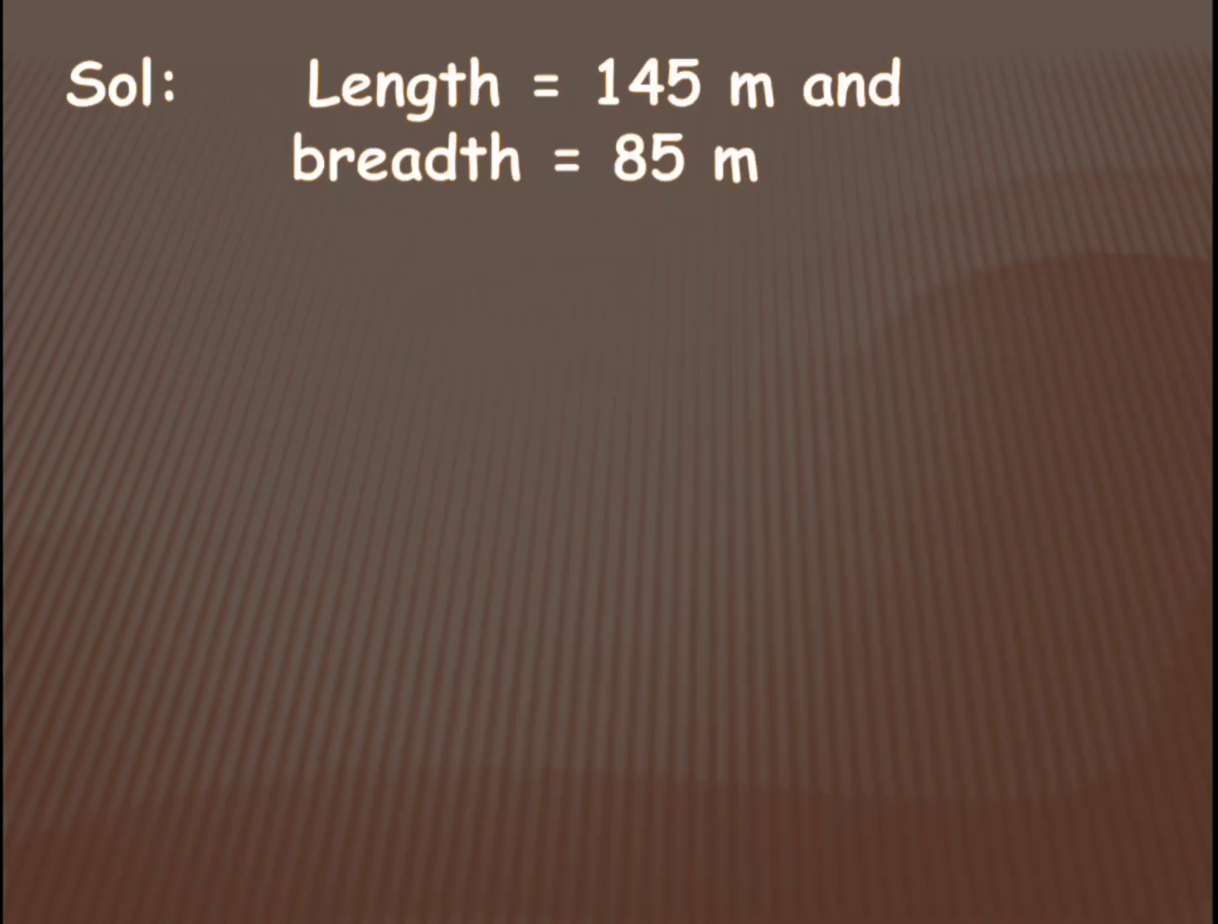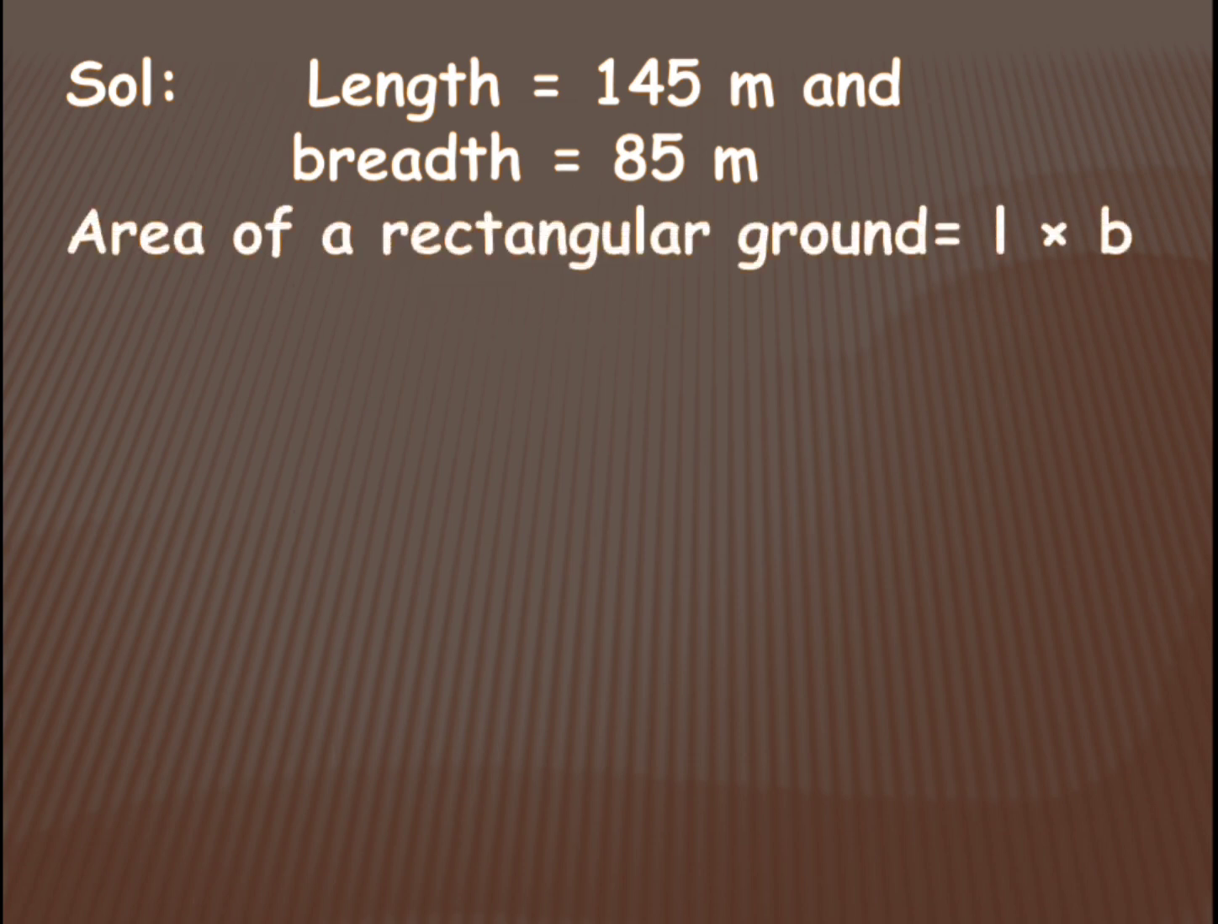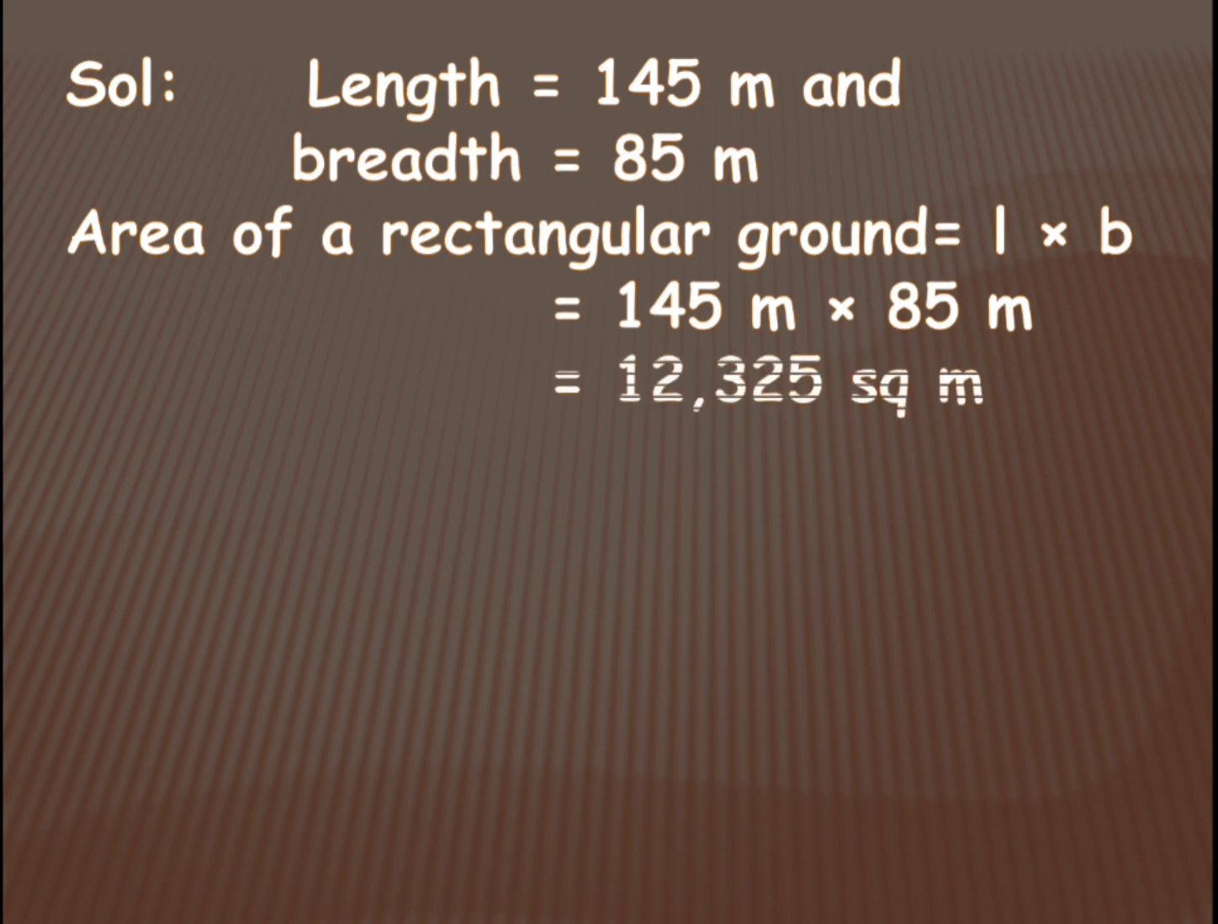So let's find: length is equal to 145 meters and breadth is equal to 85 meters. Now we need to find the area. Length and breadth means it is a rectangle, isn't it? So area of rectangle is equal to length into breadth, L into B, that is 145 into 85, isn't it, children? So here, children, you can do the multiplication here, or else you can do the multiplication in your working column also. Okay, so you can do and write the multiplication as 12,325 square meters you will get.